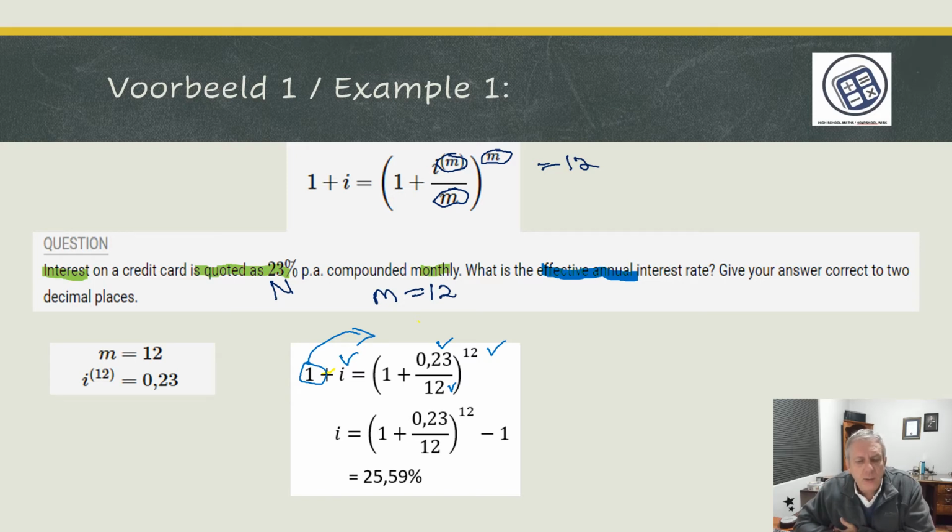So what this 25.59 actually means is that when you receive 23% monthly, so 23 divided by 12 every month, the effect will be that you will receive 25.59% once off. So if somebody invests once off and receives 25.59% interest, and you receive 23% monthly, so 23 divided by 12% every month, you will have exactly the same future value.